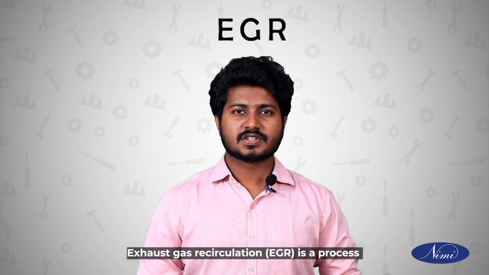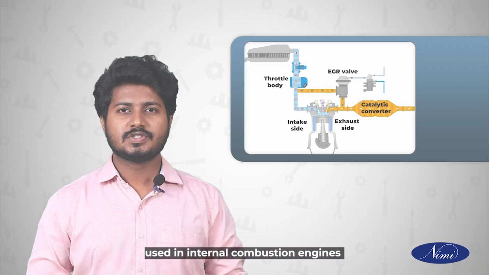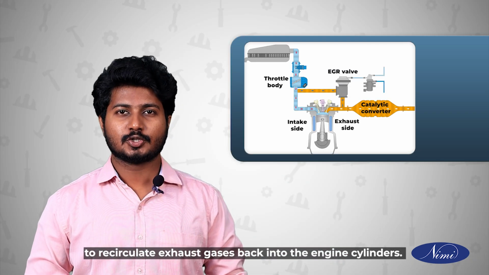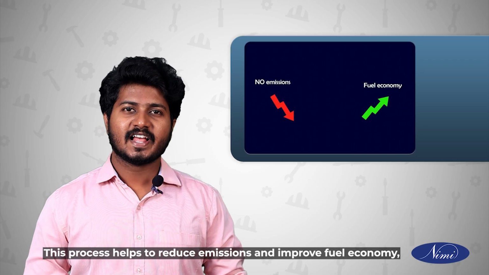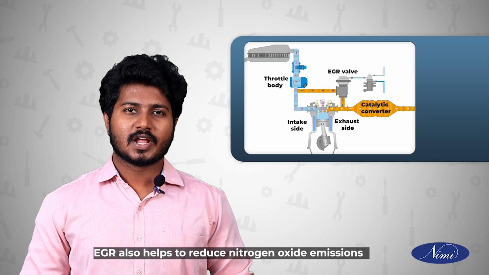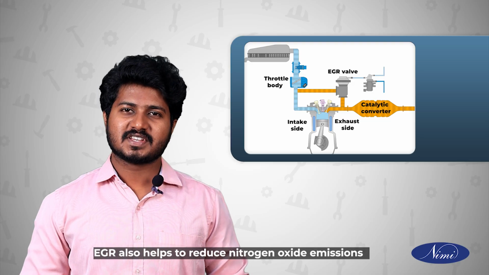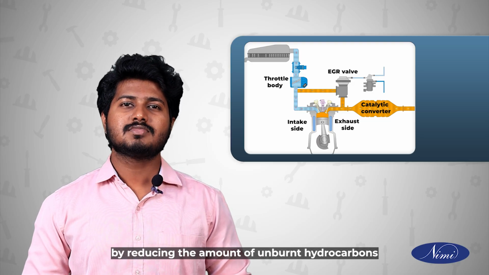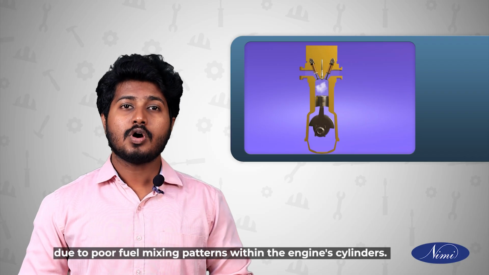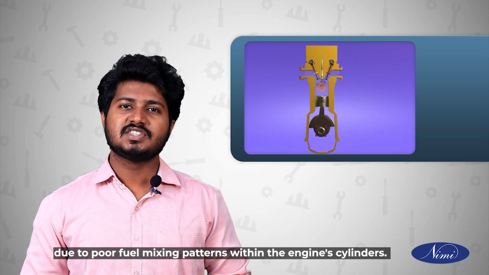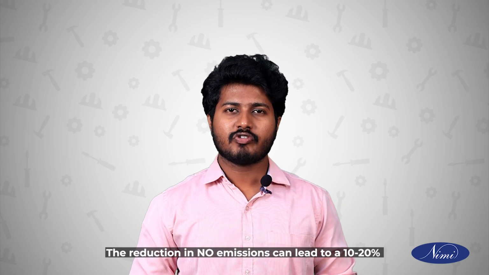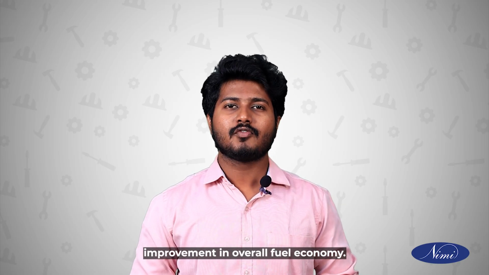Exhaust gas recirculation (EGR) is a process used in internal combustion engines to recirculate exhaust gases back into the engine cylinders. This process helps to reduce emissions and improve fuel economy. EGR also helps to reduce nitrogen oxide emissions by reducing the amount of unburned hydrocarbons present in the exhaust gas due to poor fuel mixing patterns within the engine cylinders. The reduction in NOx emissions can lead to a 10 to 20% improvement in overall fuel economy.